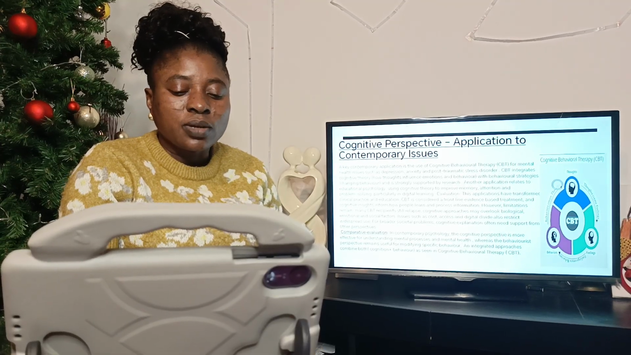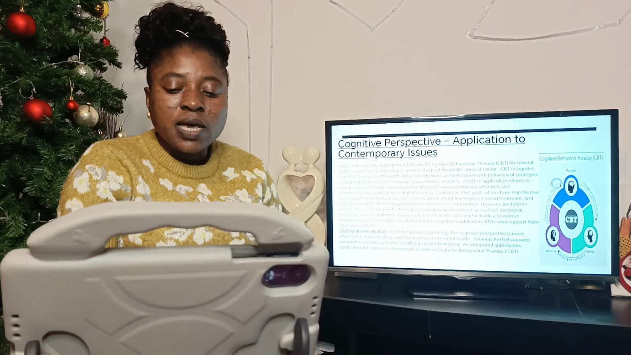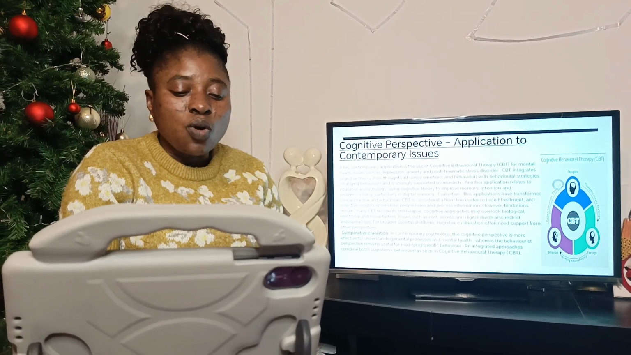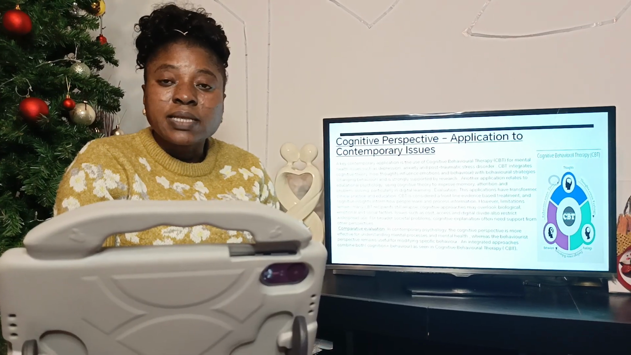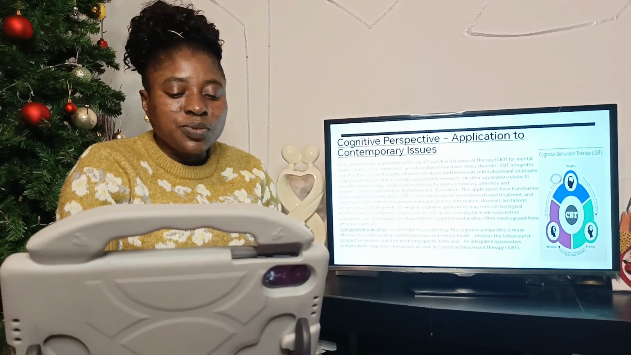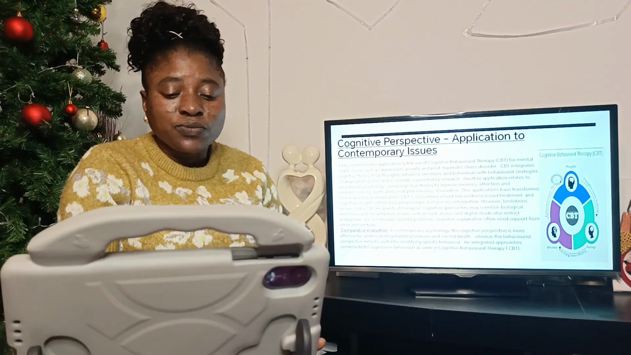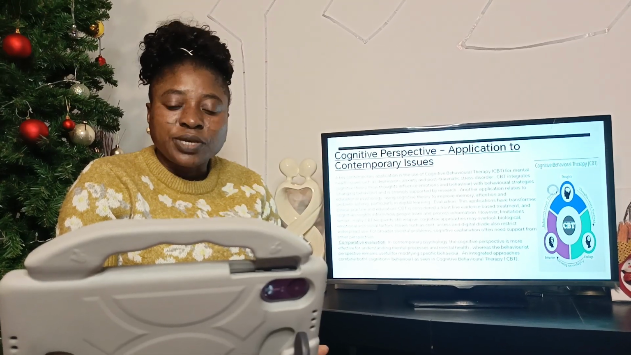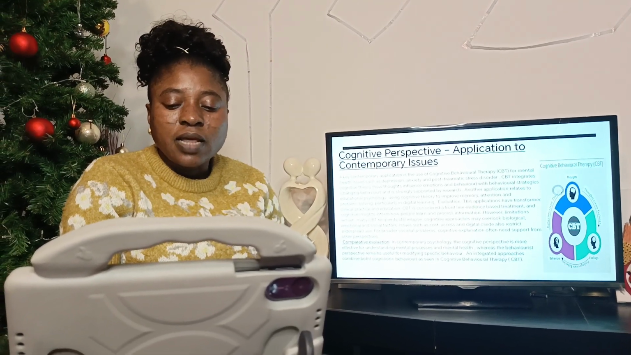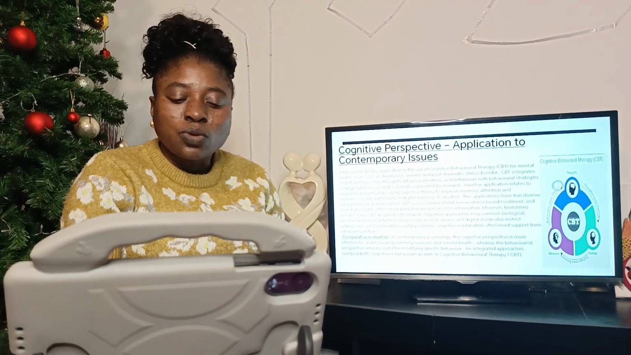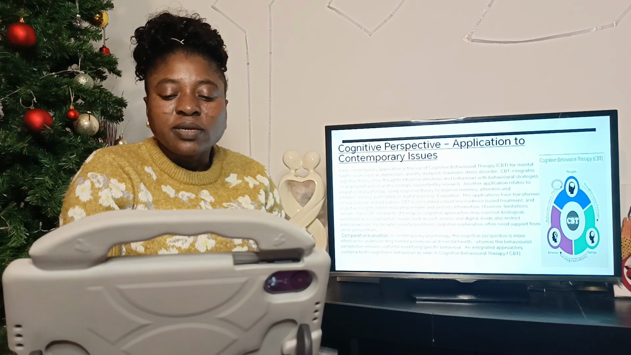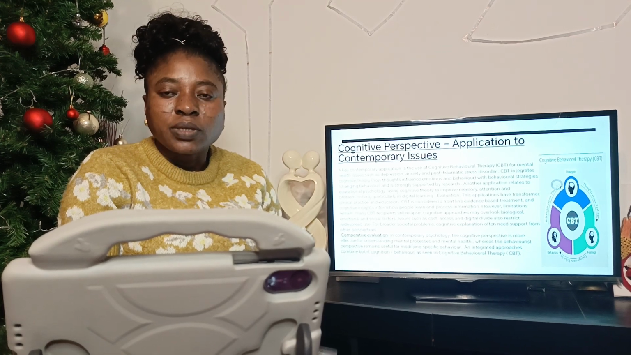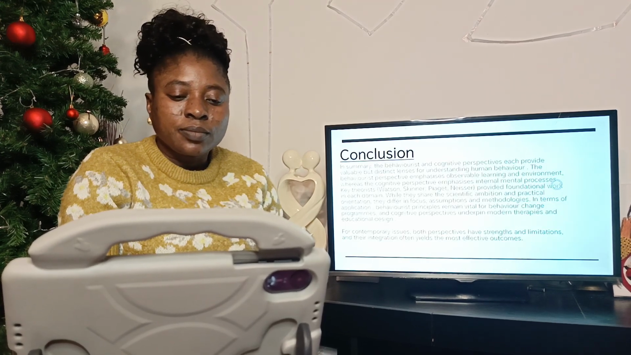Comparative evaluation. In contemporary psychology, the cognitive perspective is more effective for understanding mental processes and mental health, whereas the behaviorist perspective remains useful for modifying specific behavior. And integrated approaches combine both cognition and behavior, as seen in cognitive behavioral therapy, CBT.